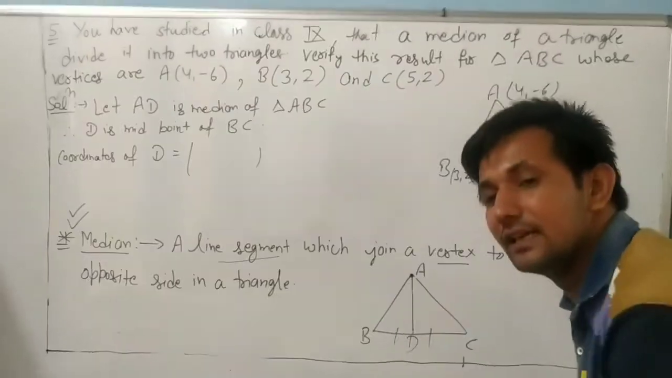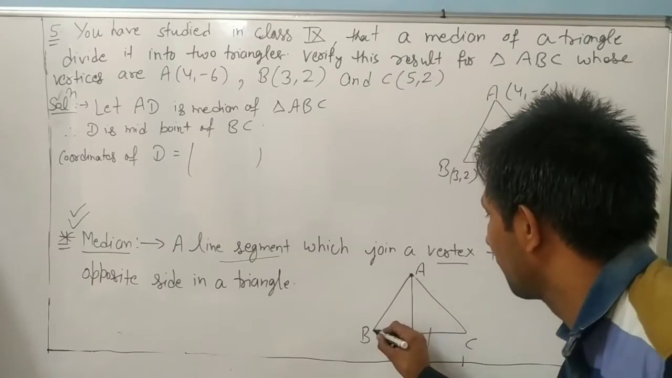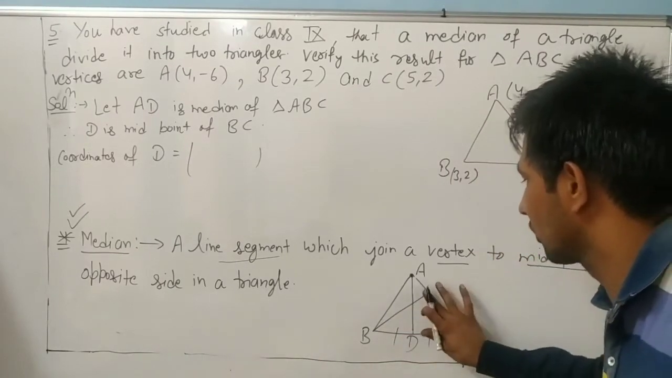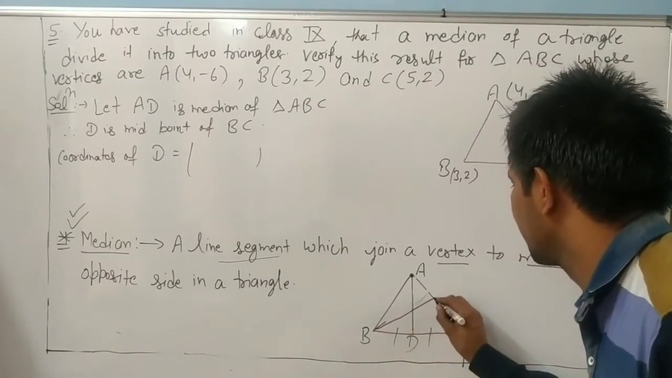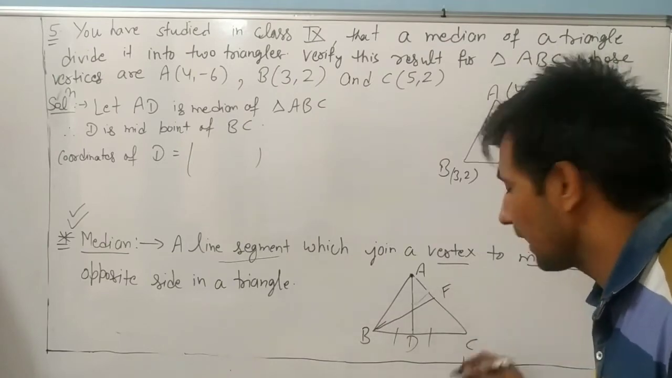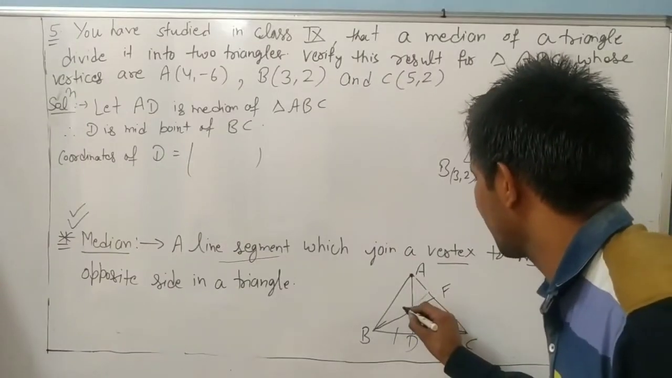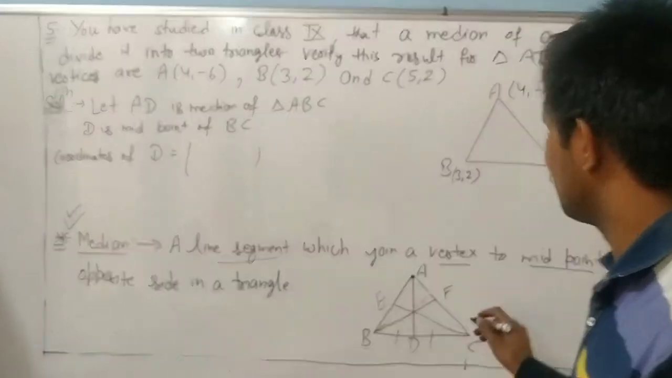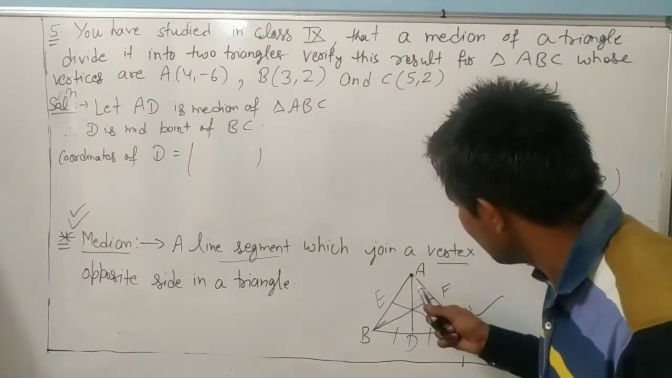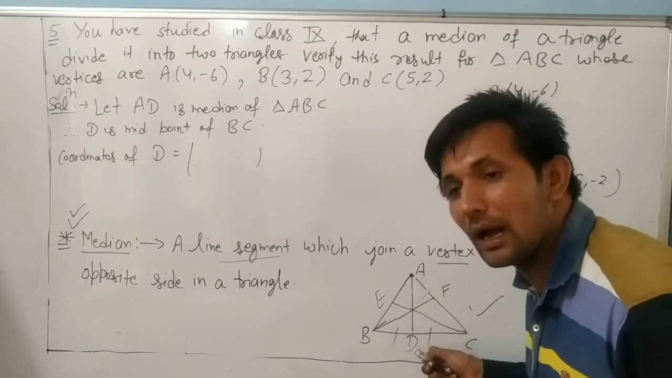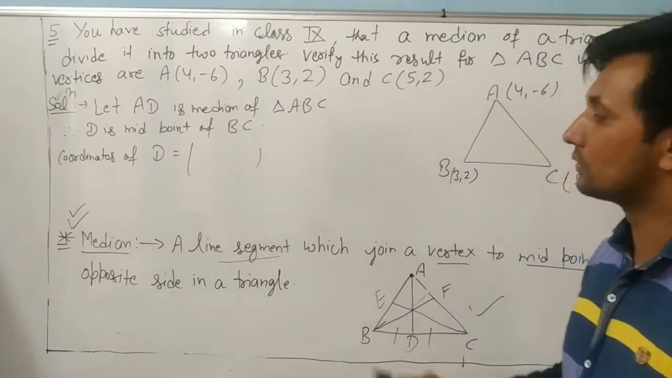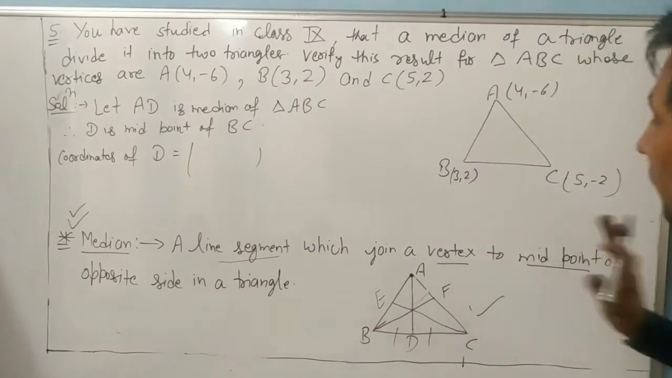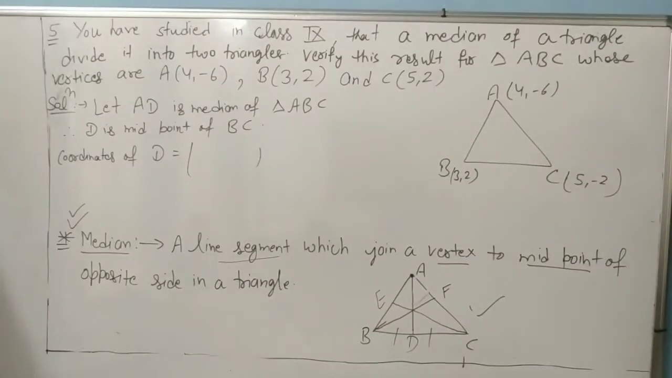It means D is the midpoint. Again from here, it is a midpoint, and F as well. So in a triangle, how many medians are there? There are 3 medians. So always remember, a median means a line which joins a vertex to the midpoint. Now, first note down this one: what is a median? Please note it down.